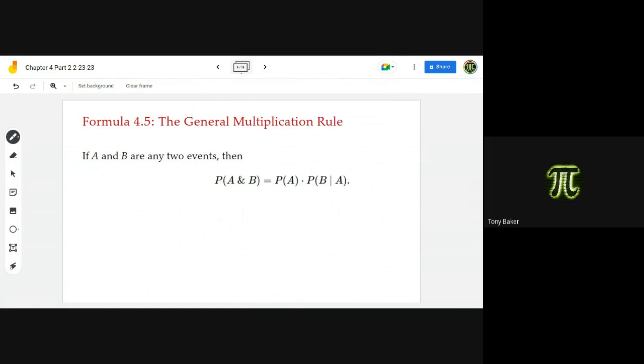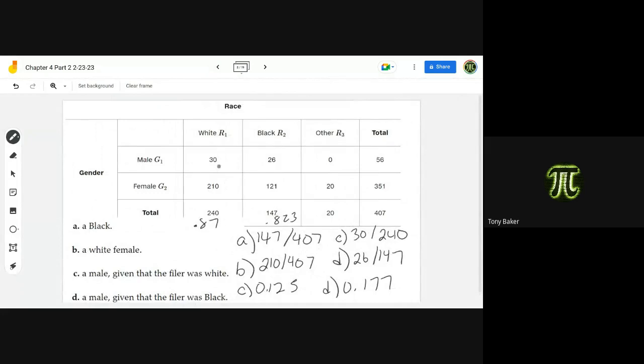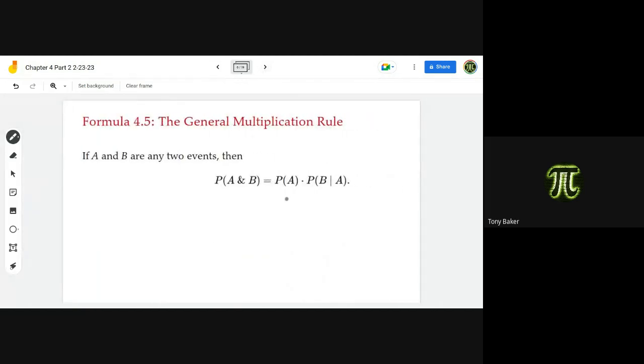Now, these rules come up when we don't necessarily already have the and. When we're looking at data like this, we already have the and. White females, that's an and, so we know there's 210 of them. This formula comes into play when we don't have the combined things. We're looking at distinct data overall, and asking where the overlapping piece is.